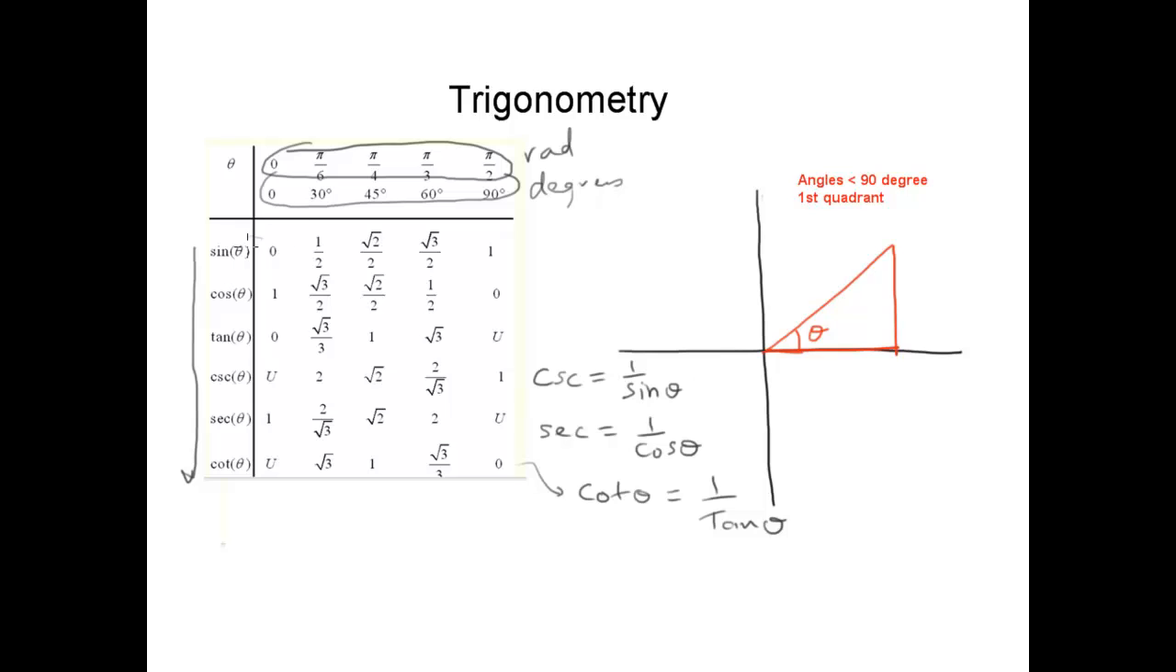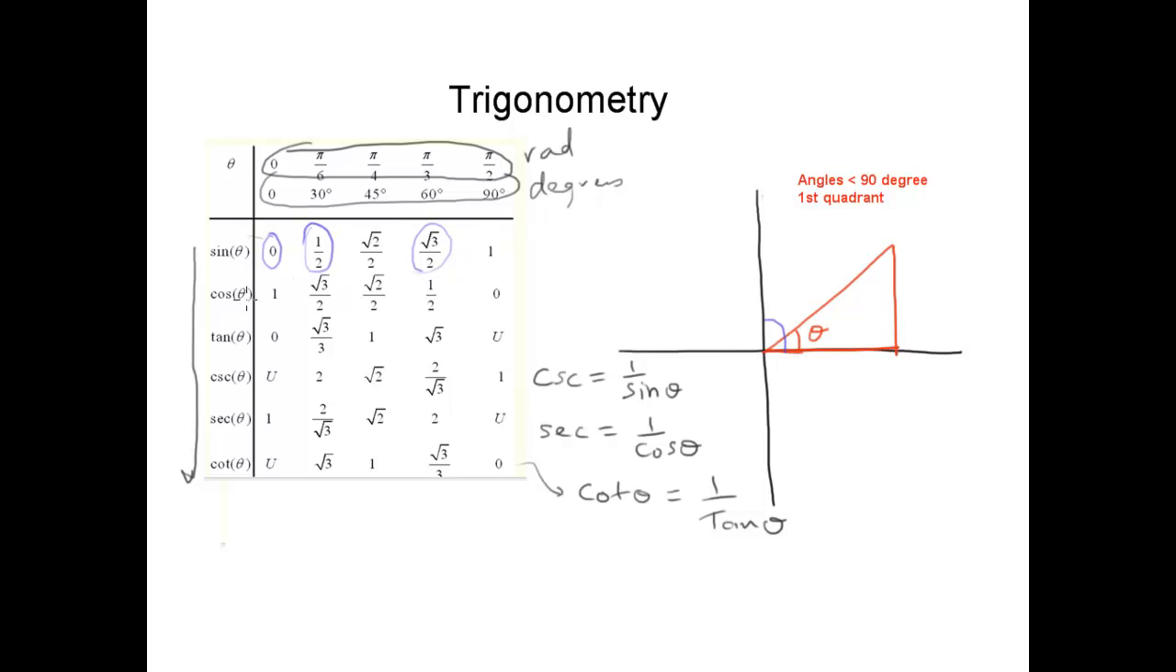For example, here sine 0 is 0. Sine 30 degrees or sine pi by 6 radians is 1/2. Sine 45 degrees is square root 2 over 2. Sine 60 degrees is root 3 over 2. Sine 90 is 1. If you see, all these angles are between 0 and 90, less than or equal to 90, right? So it's all in first quadrant. All these angles are in first quadrant, right?